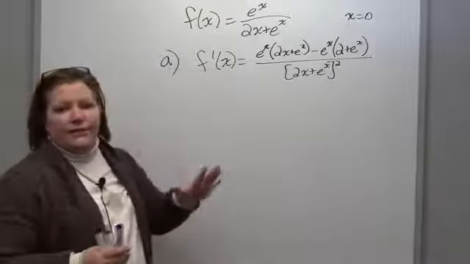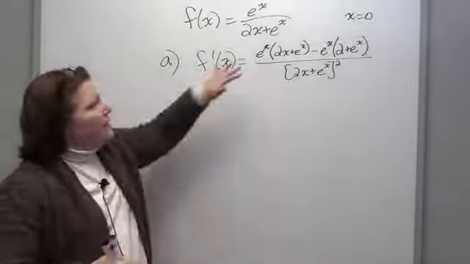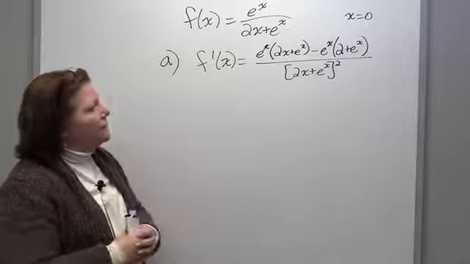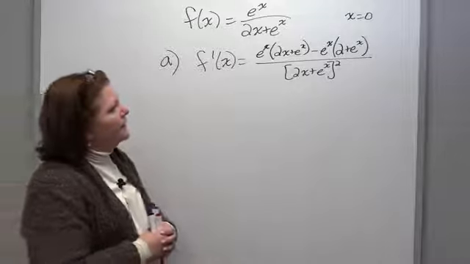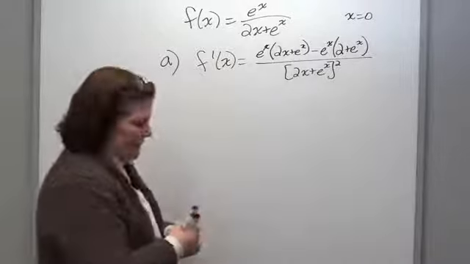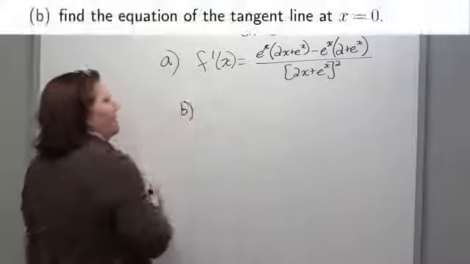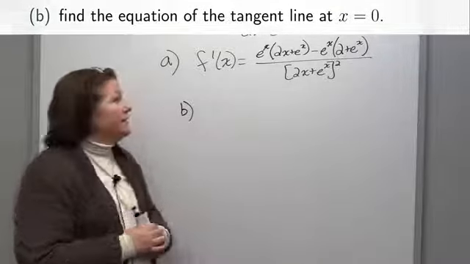So without any simplification, that is what the derivative looks like. Since we're going to do some things with it, it might help us to simplify it a little bit. But right now, I'm just going to leave it as is. For part B, we're asked to find the equation of the tangent line when x equals 0.